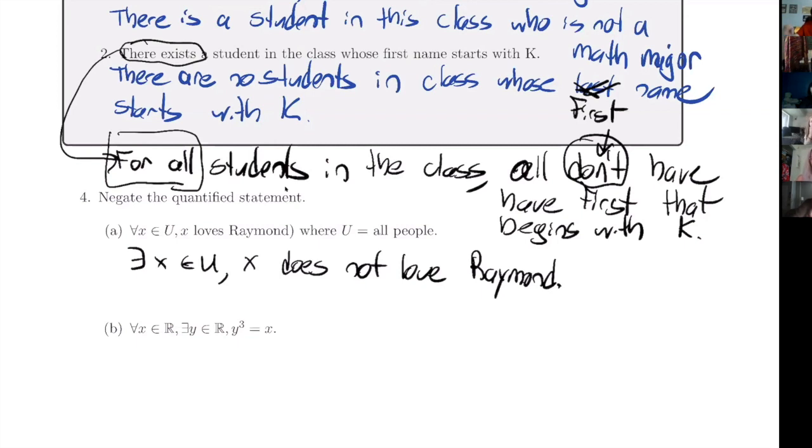So why don't you give this one a try over here? This is a little bit more mathy, but we've seen this one before. What I'd like you to do is negate that statement.